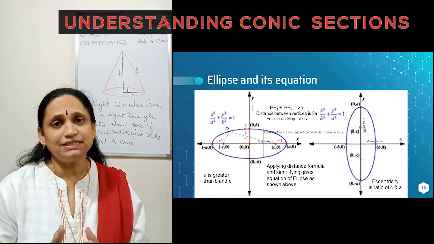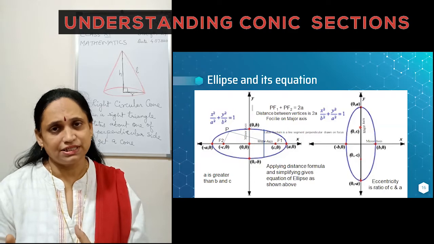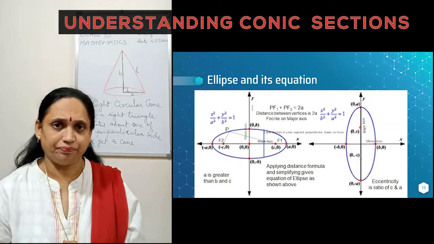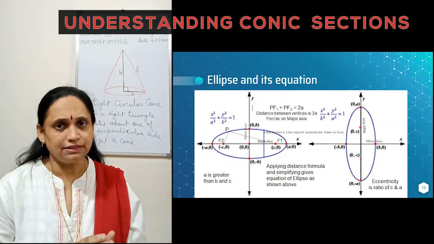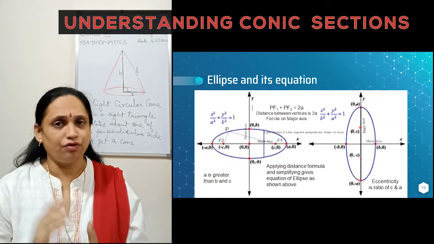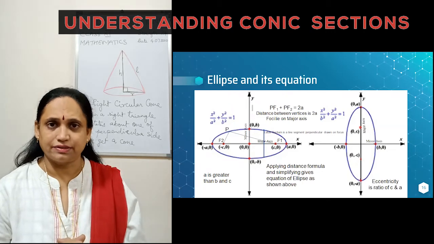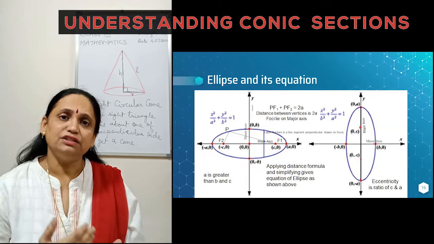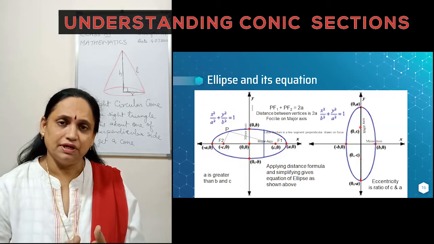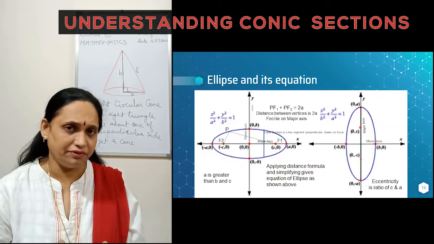Hence, you can place the ellipse in the Cartesian coordinate system in two different ways. You can take the longer axis as your x-axis, or you can take the longer axis as the y-axis. The longer axis is always called the major axis of the ellipse, and the other one, the shorter one, is called the minor axis.